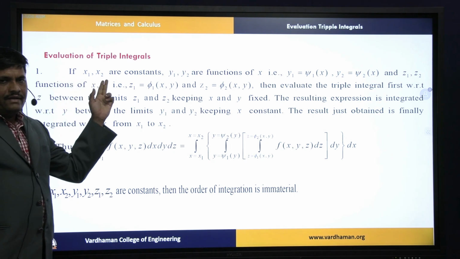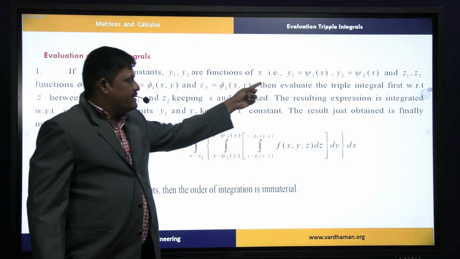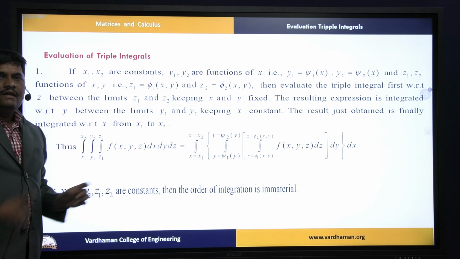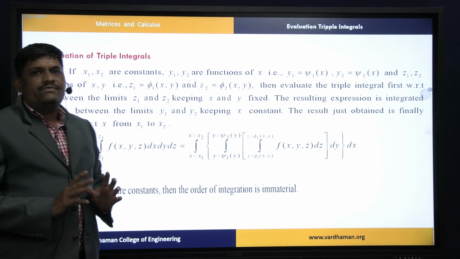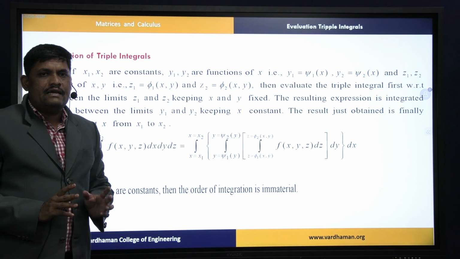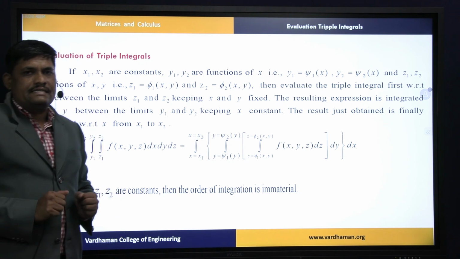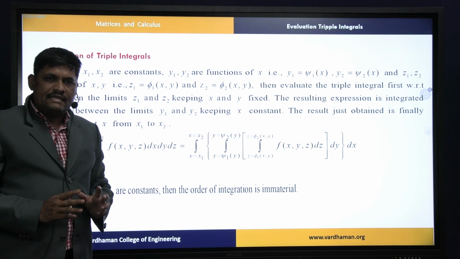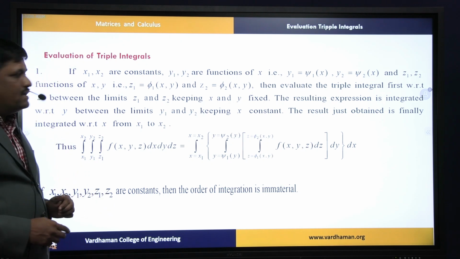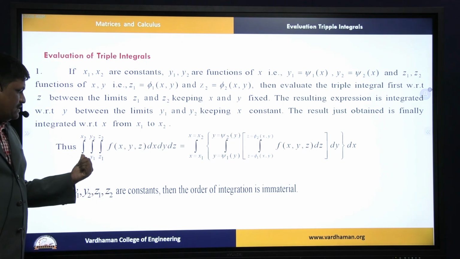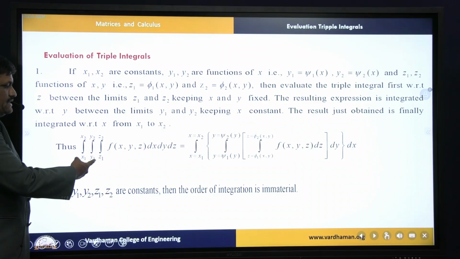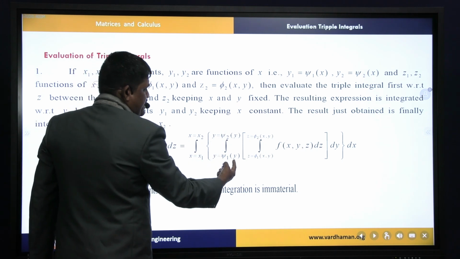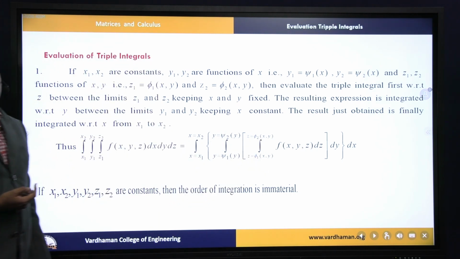x1, x2 are constants I have taken. y1 and y2 are functions of x, and z1, z2 are functions of x and y. It means z is a function of x and y, y is a function of x, and x limits are constants. You may take the reverse also: z constant, y in x, and x in y and z. The choice is yours and depends on the problem. Look here: x1, y1, z1. I am going to change the limits, first constant, then a single variable y in x, and then z in x and y. Let's see.